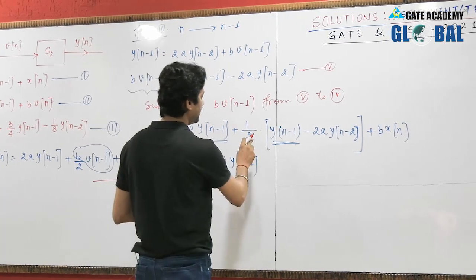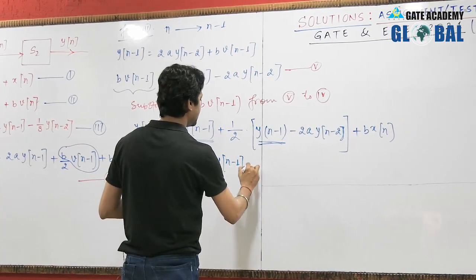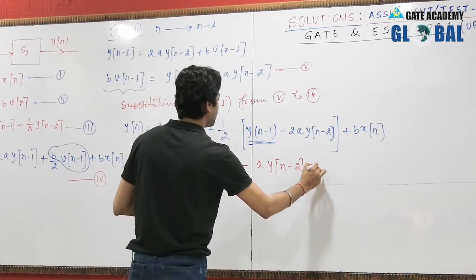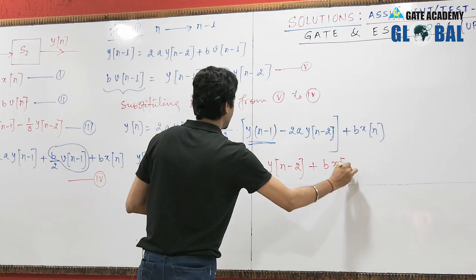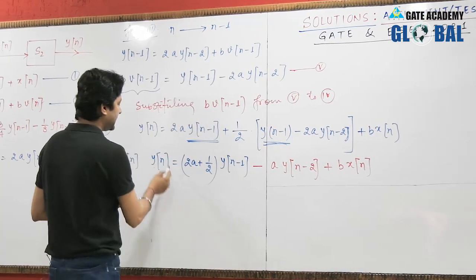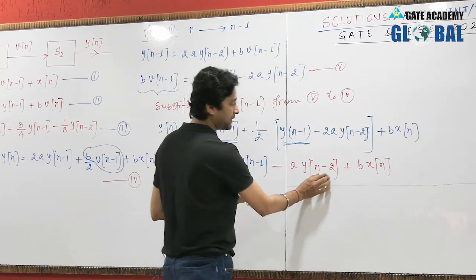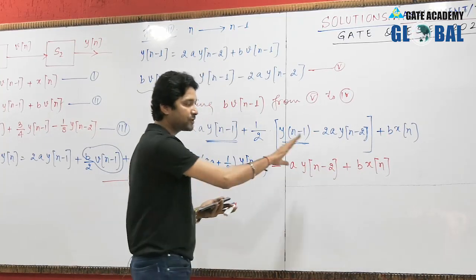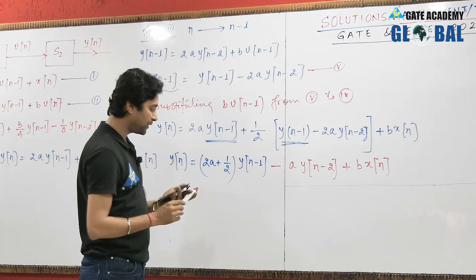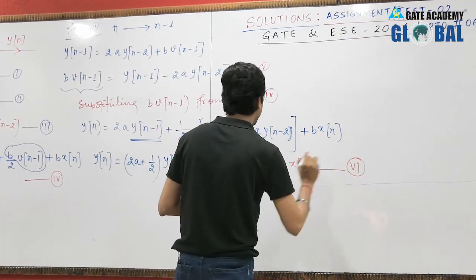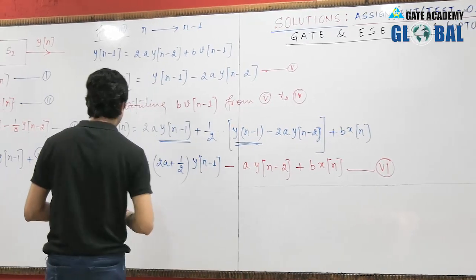And the next term will be, this 2 and this 2 will get cancelled, minus a times y of n minus 2 and plus b times x of n. So now you can see that we have obtained signal y of n in terms of y of n minus 1, y of n minus 2 and x of n, which does not have any v term. Therefore, let this be equation 6. Now this equation can be compared with the given difference equation.